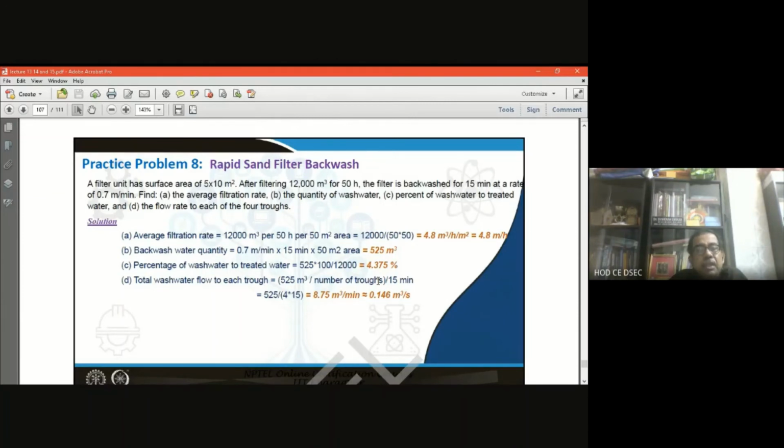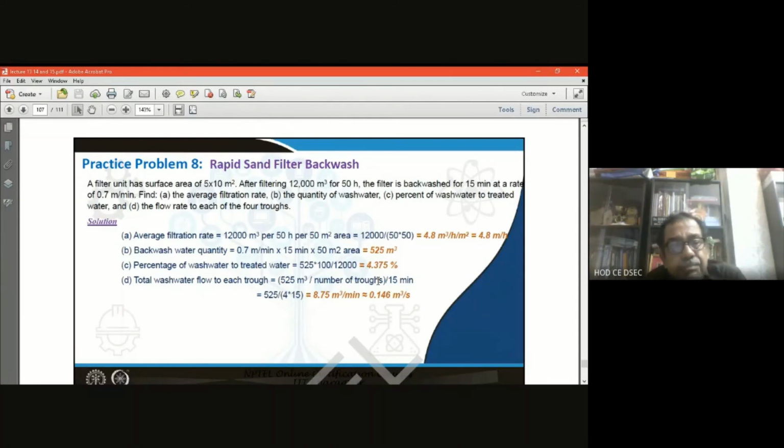Now it is given a filter unit with surface area 5 by 10 square meter. After filtering 12,000 meter cube for 50 hours, that means the quantity of water to be filtered is given, 12,000 meter cube, and how long the filtration will be done is also given. Now the filter is backwashed for 15 minutes at a rate of 0.7 meter per minute. So how long the backwashing will be done and at what rate is also given, 0.7 meter per minute.